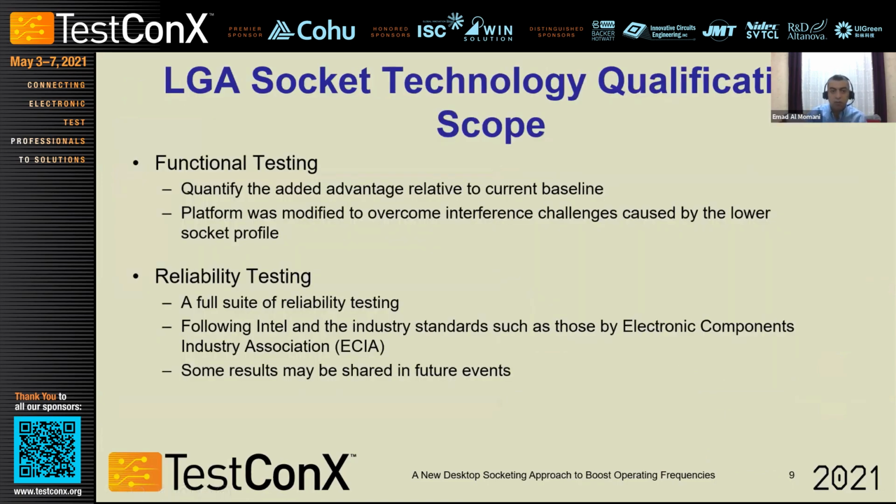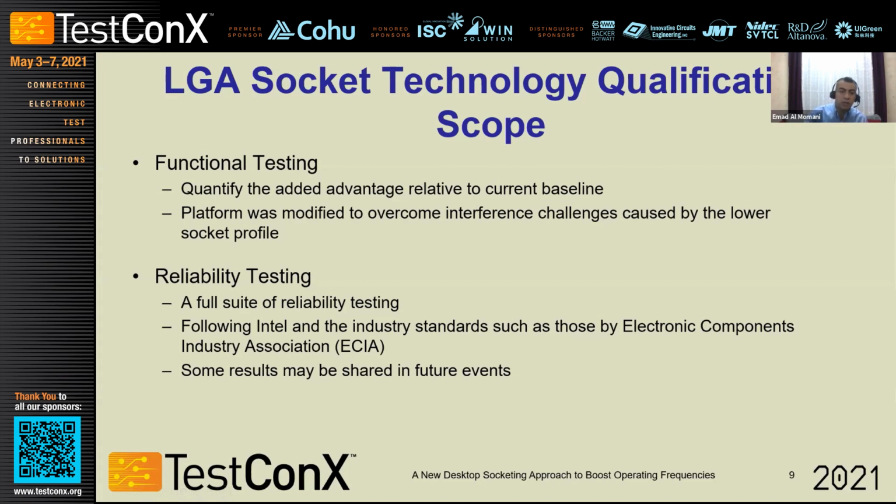The qualification here is in two major folds. The first one is functional testing. Mainly, we looked at quantifying the added advantage of the new socket technologies relative to the current baseline, the cantilever type pin. And the second portion was mainly on the reliability side. We are aware of some major concerns about the reliability of these new technologies and their ability to stay functional in the product environment for the whole product life cycle.